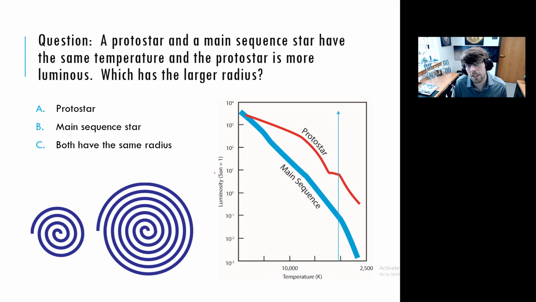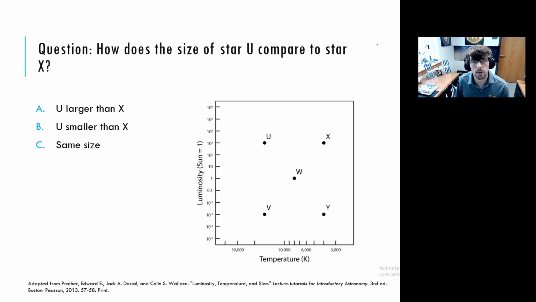So in an HR diagram, as we move upwards, we are moving from small to large in terms of physical size. Good so far? Okay, so how about this one? Let's get another idea. Another HR diagram for you.